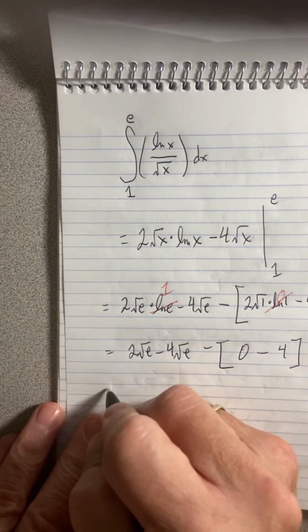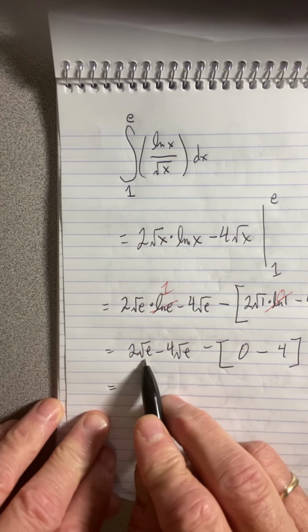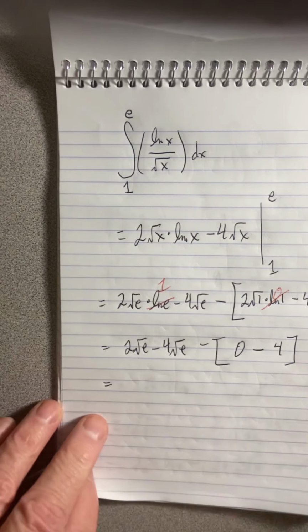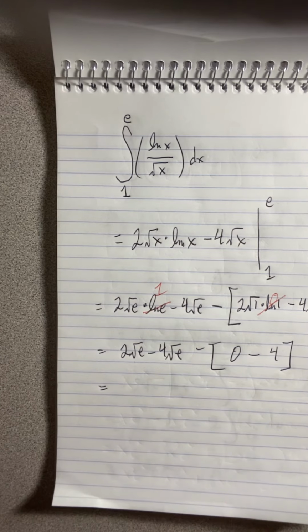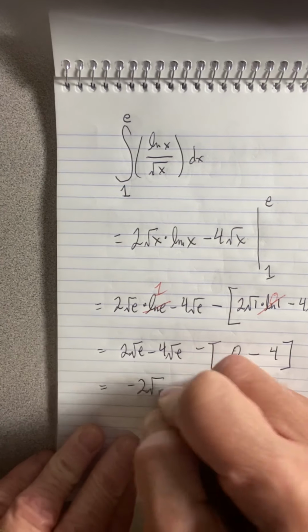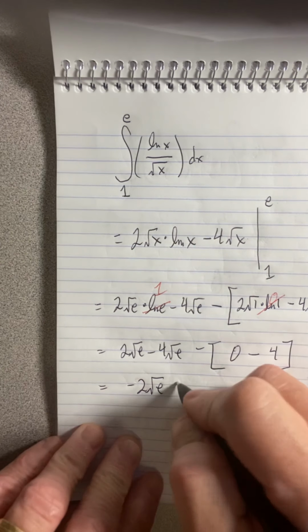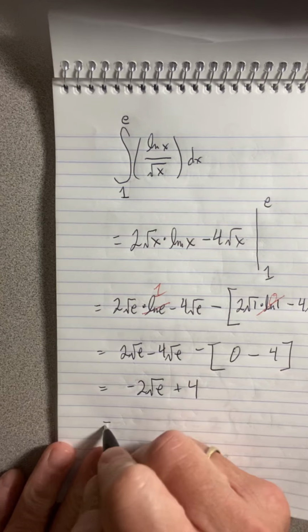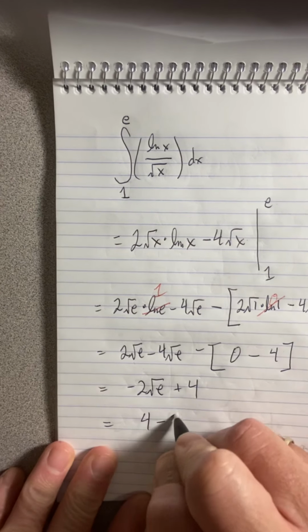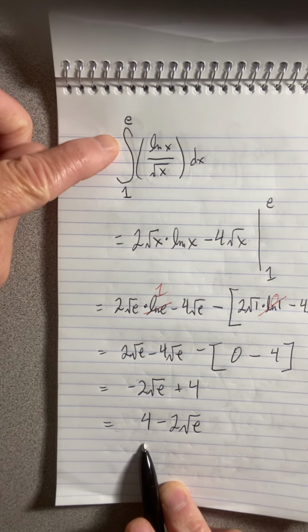So what do I have? Well, 2 of something minus 4 of those things. If I have 2 apples, somebody takes away 4, well, I'm 2 apples in negative land somehow. I guess I owe them 2 apples. So I got negative 2 square roots of e. And then I have minus this negative 4, so I have plus 4. And so you might write it more politely, 4 minus 2 root e. But that is the value of this definite integral.